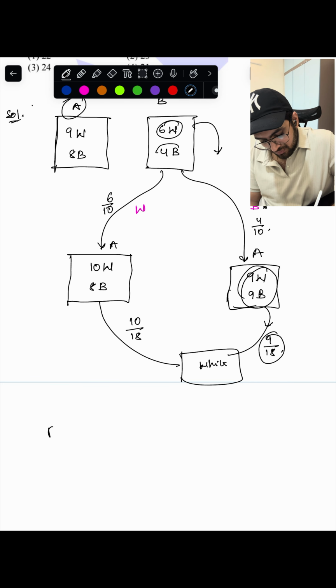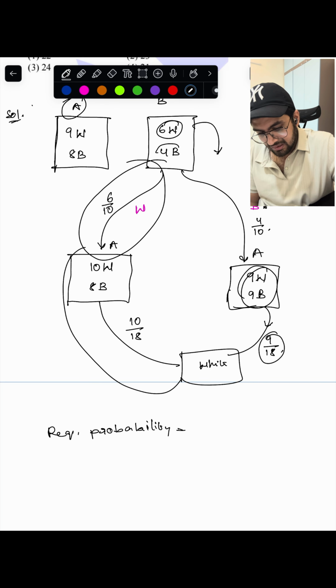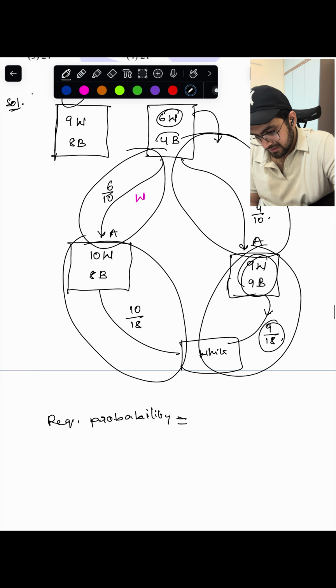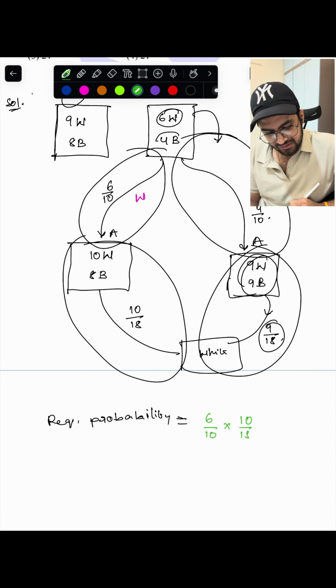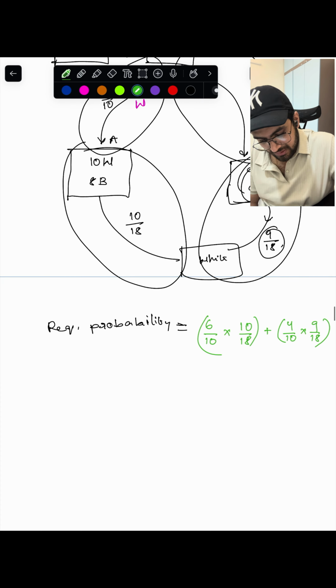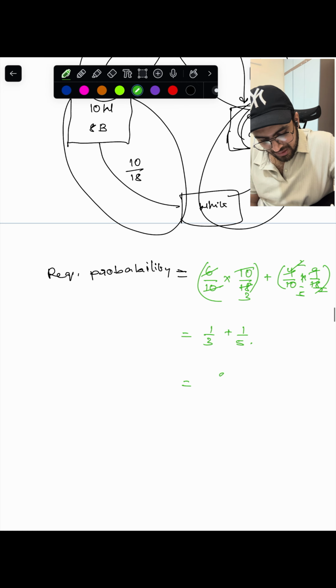So now the required probability of getting white is very simple. First picking up a white, then again white; picking up a black, then again white. So the required probability will be 6 by 10 into 10 by 18, plus 4 by 10 into 9 by 18. Let's see how much it's worth. 3 times this one cancels out. 2 times this one cancels out. 1 by 5. So you got 1 by 3 plus 1 by 5. Now if you take the LCM, 8 by 15 you are getting.